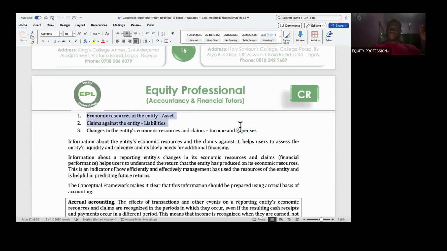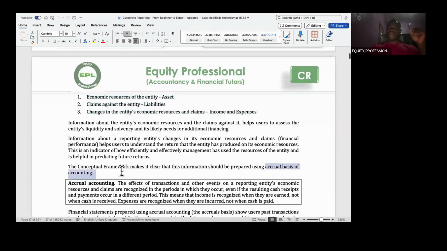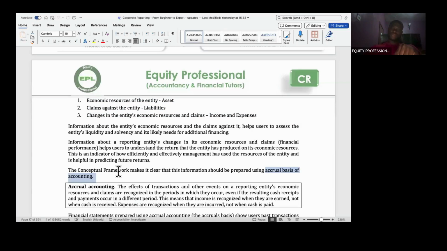You see this information, the conceptual framework says that this information should be prepared using an accrual basis of accounting. That's the principle on which we'll prepare all this information. That means everything, all the standards you have been learning and the ones I will start teaching you very soon, they are based on accrual basis of accounting.